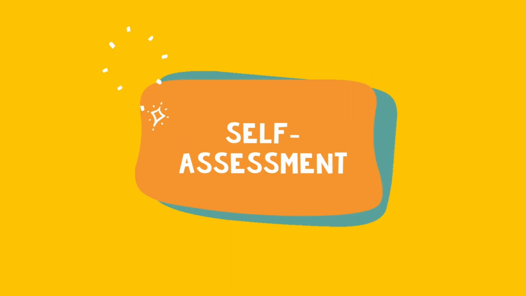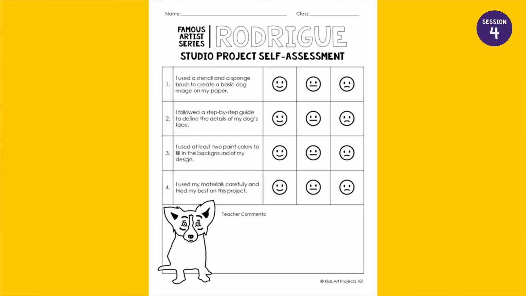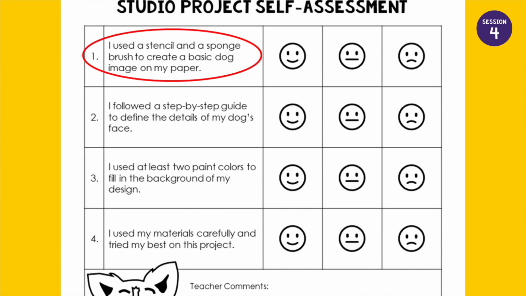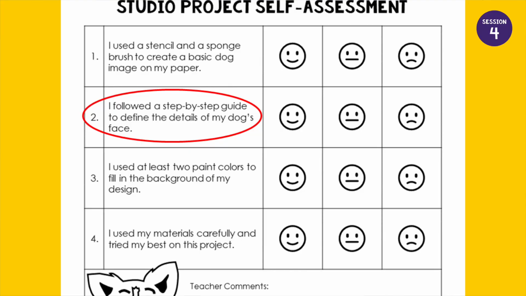There's also a self-assessment. The self-assessment, so let's see if I can pull it up on the computer, has 4 little statements, and they're basically rating themselves. The first one says, I used a stencil and a sponge brush to create a basic dog image on my paper. So that's where they're reflecting on what they did in session 1. Did I get that basic stencil painted? The second prompt says, I followed a step-by-step guide to define the details of my dog's face. So that's where they're thinking about how they handled that Sharpie step where they were trying to go in and really work on the face.